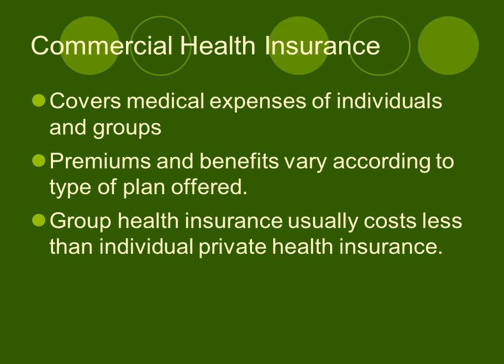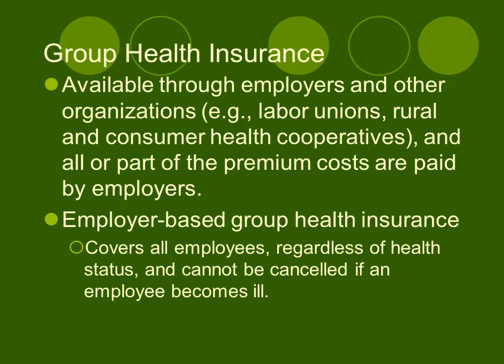Group health insurance, as I stated before, is an example of commercial health insurance. It's a lot less expensive than private health insurance. Next slide, group health insurance. How is it available? It's available through employers and other organizations such as labor unions or consumer health cooperatives. Basically, your job that's offering you the insurance pays so much of the premium cost, and you pay a portion as well.